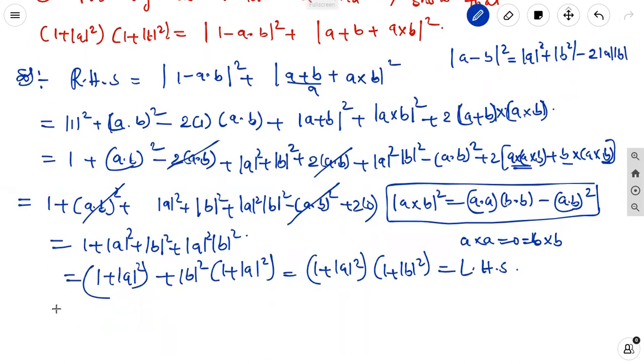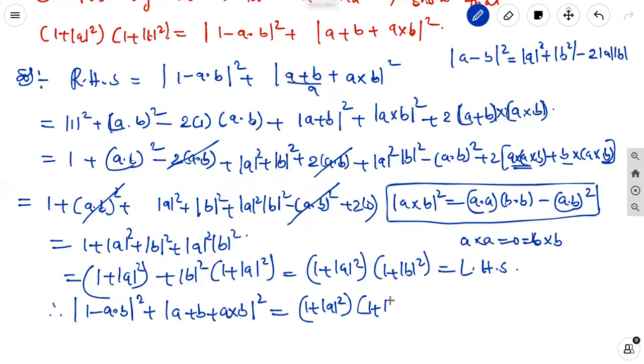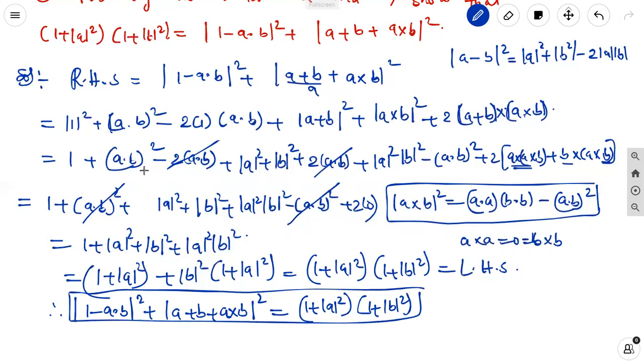Therefore, modulus of (1 minus a dot b) square plus modulus of (a plus b plus a cross b) square equal to (1 plus mod a square) into (1 plus mod b square). Again, I am explaining here. Here first we can take, it is nothing but mod (a minus b) square. That is mod a square plus mod b square minus 2 a dot b, 2ab form.